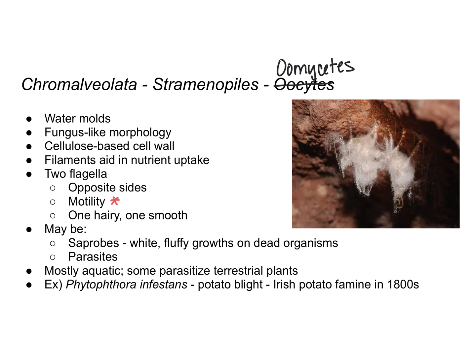Some of them are saprobes, which are the decomposers. So they help to break down dead organic matter, and some of them are parasitic. Most of them are aquatic, but some can actually parasitize terrestrial plants. And the potato blight that caused the Irish potato famine in the 1800s was caused by a type of oomycete known as Phytophthora infestans.